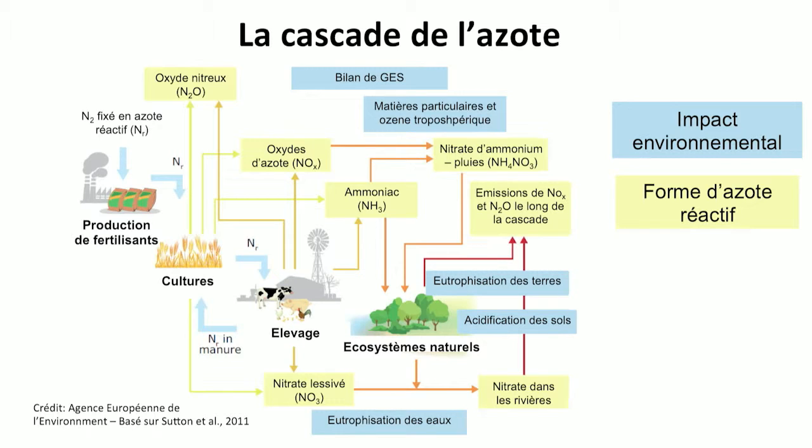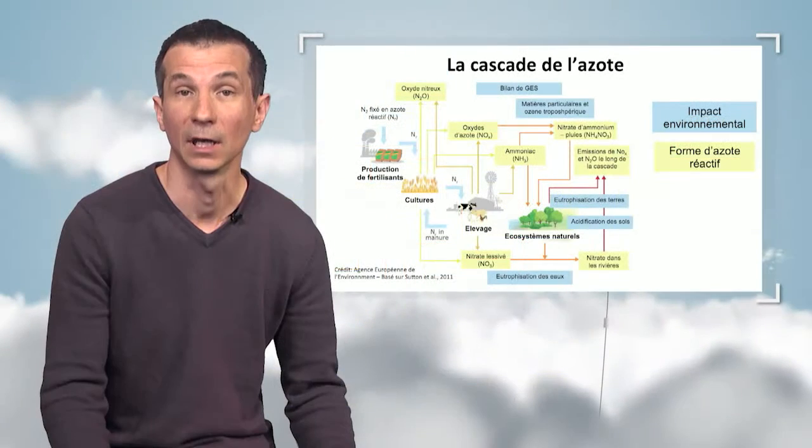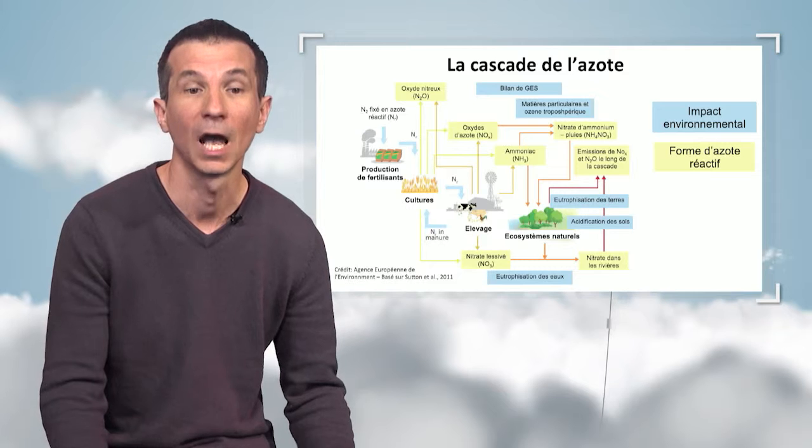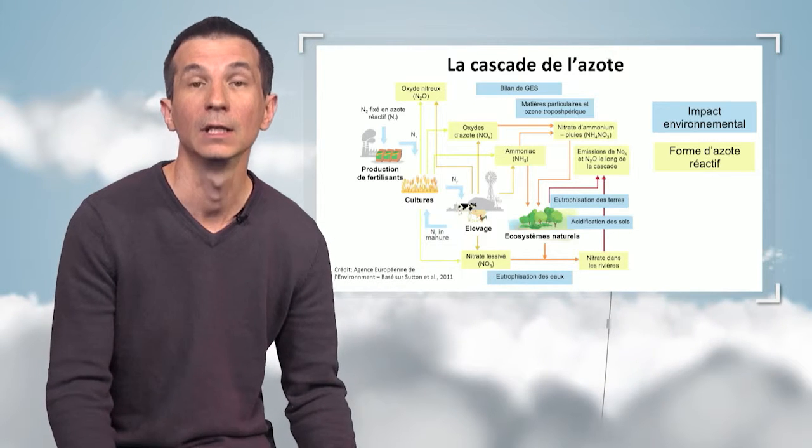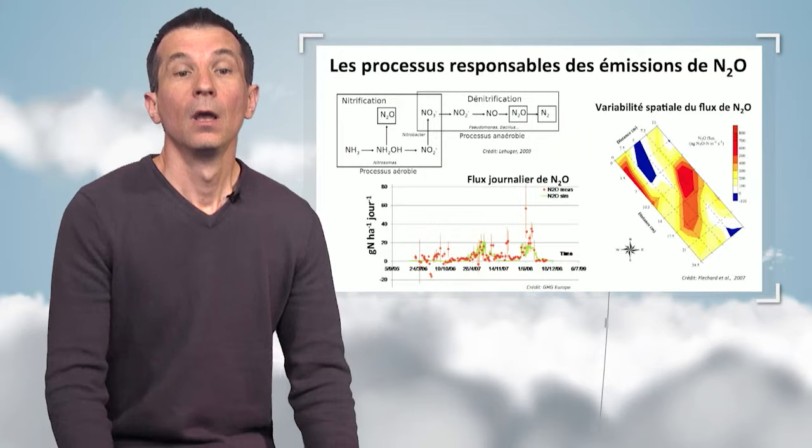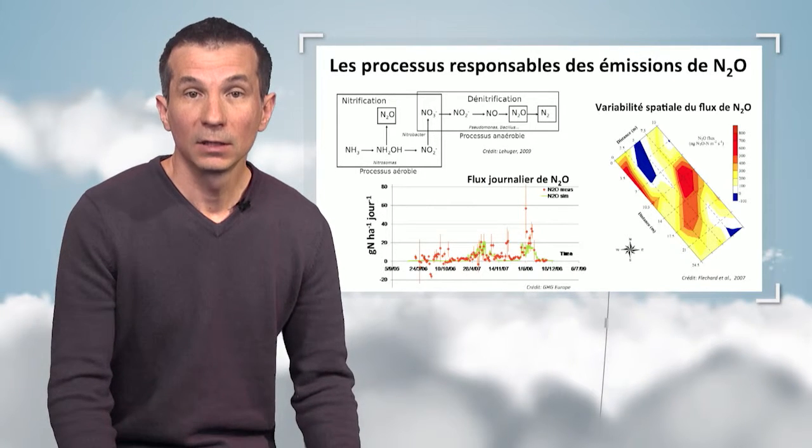Here we see, for instance, in yellow, ammonia, nitrate, and nitrogen oxide. These emissions can then deposit themselves in the wet or dry form. Nitrates can accumulate in rivers and contribute to eutrophication of water. And finally, there is also nitrogen accumulated in the troposphere. Concentration peaks entail risks for human health and also for ecosystem balances.